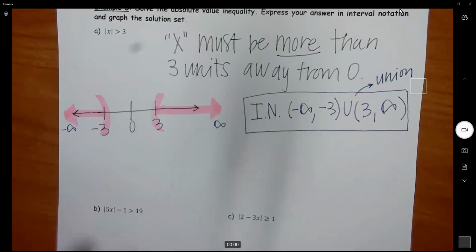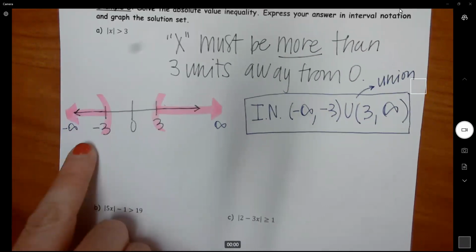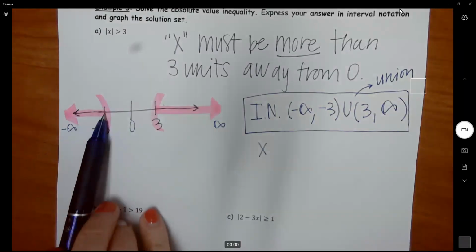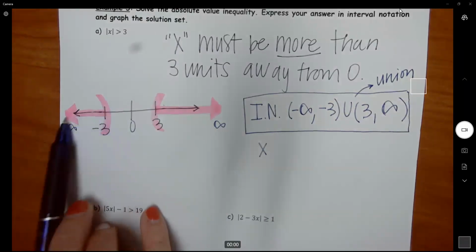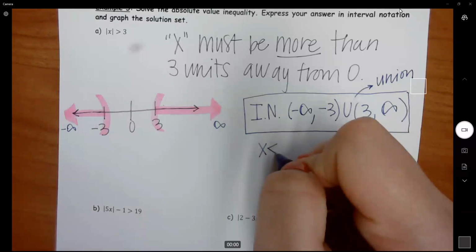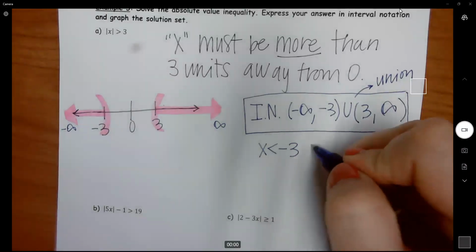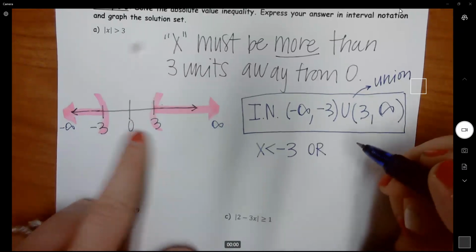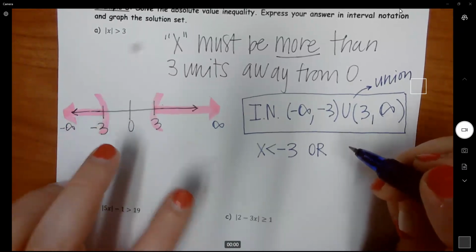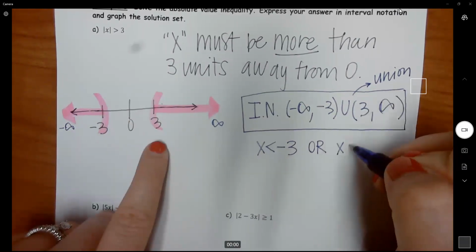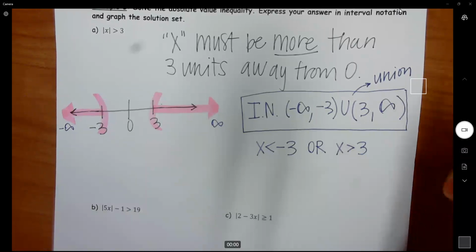Okay, so then what are these as an inequality? This one right here is saying that x is pointing to negative infinity, so x is less than negative 3, or, because there's a break and there's more than one answer, this portion over here is saying that x must be greater than 3.